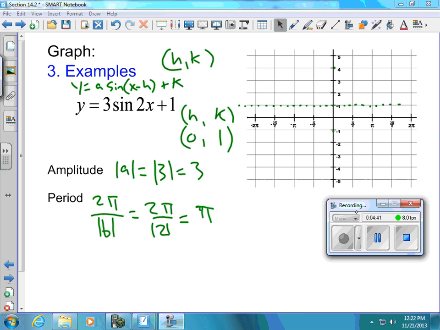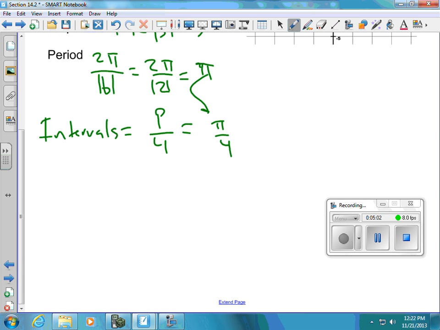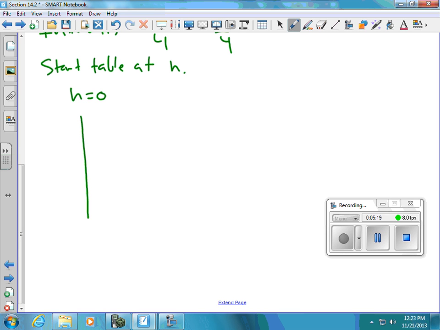So how are we going to graph it? Well, first, just like we did yesterday, we have to set up our intervals. Remember, our intervals are set up by period divided by 4. Our period is pi, so pi over 4 is going to be our intervals. We start our graph. There's a new thing. Start your table at h. In this case, h equals 0. We're always going to start our table at h from now on. So, x and y. If our h is 0, we're going to start at 0. That's an easy place to start, but it's not always going to be 0. If we slide left or right, h is going to change. So we're going to start at 0.